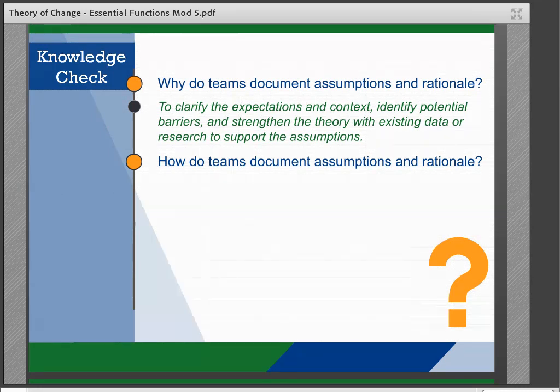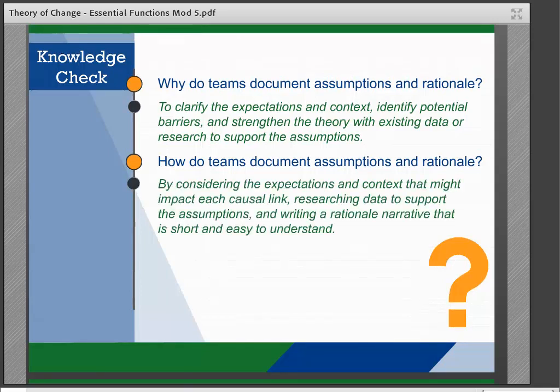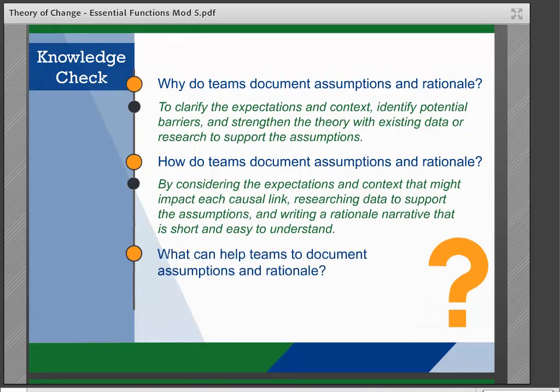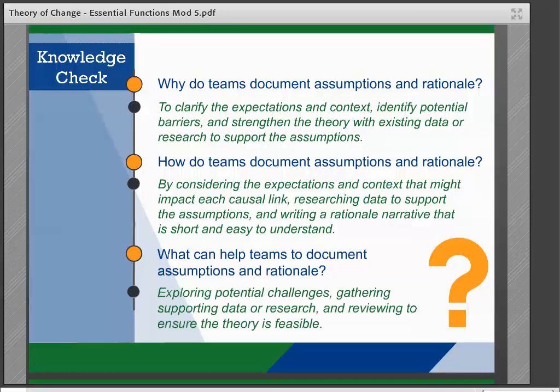How do teams document assumptions and rationale? By considering the expectations and context that might impact achieving each causal link, researching data to support the assumptions, and writing a narrative that is easy to understand. What can help teams to document assumptions and rationale? Exploring potential challenges, gathering supporting data or research, and reviewing to ensure the theory is feasible.